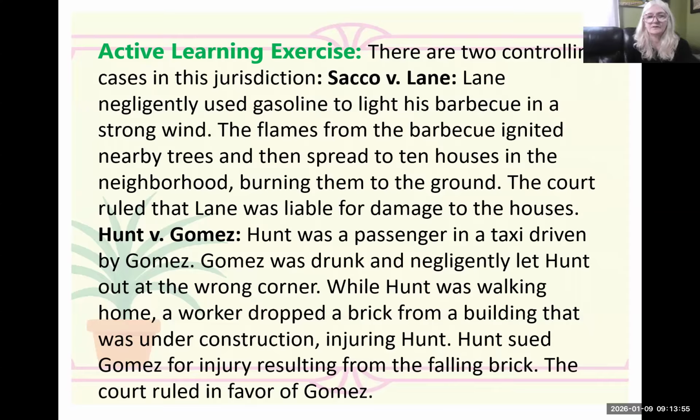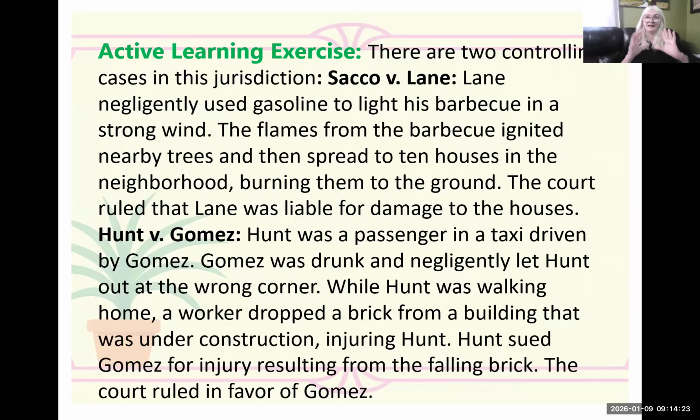Second case, Hunt versus Gomez. Hunt was a passenger in a taxi driven by Gomez. Gomez was drunk and negligently let Hunt out at the wrong corner. While Hunt was walking home, a worker dropped a brick from a building that was under construction, injuring Hunt. Hunt sued Gomez for injury resulting from the falling brick. The court ruled in favor of Gomez.